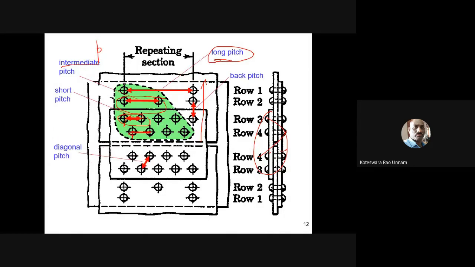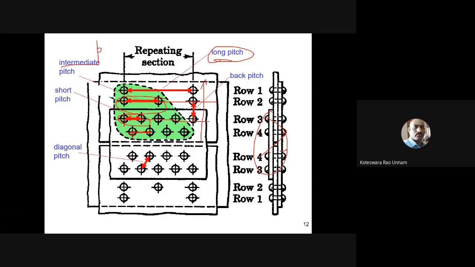Okay, and also, this is the back pitch. We know the back pitch. Back pitch is nothing but the distance between two rows of rivets. So this is one row of rivets and this is another row of rivets. The perpendicular distance between these two rows of rivets is nothing but the back pitch value.